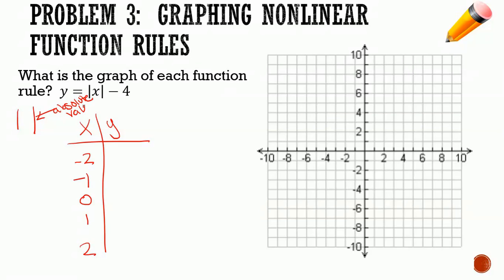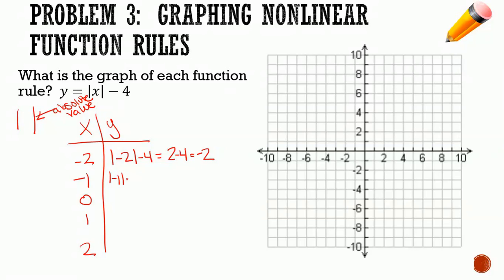When you have an absolute value, basically it says how far away from 0 is this number. Or, in technical terms, all you need to do is if you have a negative, it's going to become positive. If it's positive, it stays positive. So if I would plug in -2, the absolute value of that is a +2. So I'm going to get 2 minus 4, which is -2.